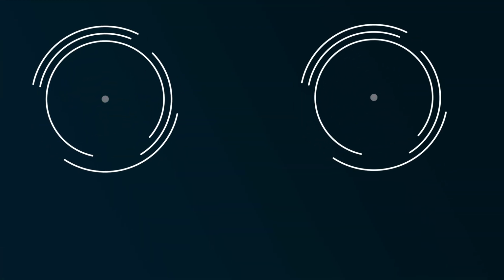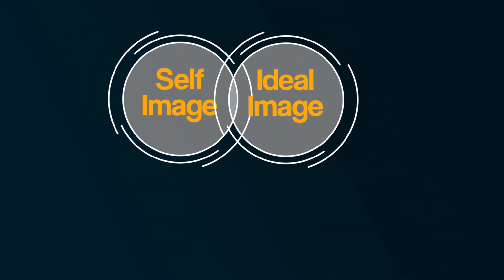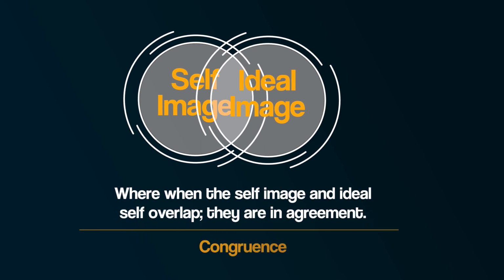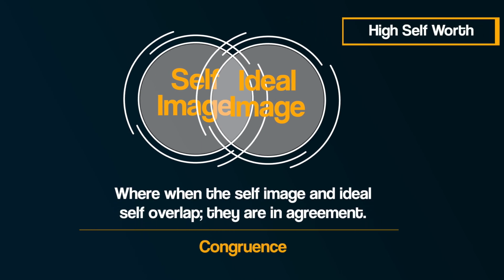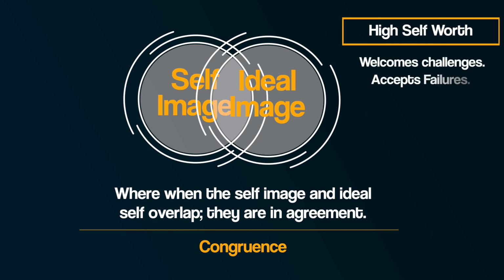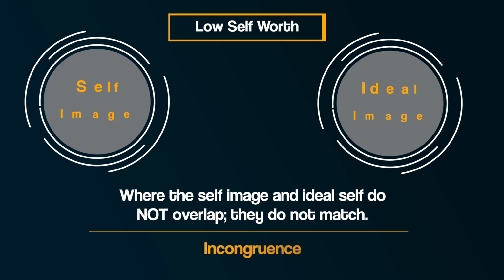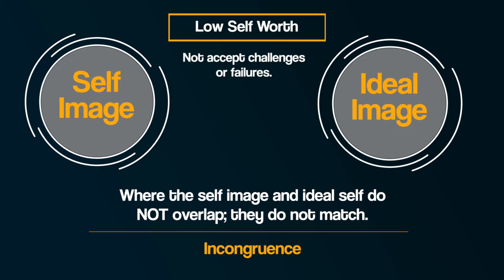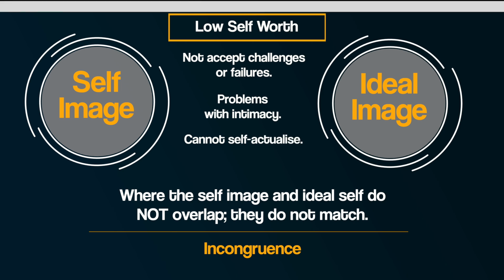The closer our self-image and ideal self are to each other, the greater the congruence and the higher our feelings of self-worth. A person with high self-worth welcomes challenges, accepts failures, and can self-actualize. A person with low self-worth will not accept challenges or failures and have problems with intimacy in relationships. So how does someone develop congruence between their self-image and their ideal self?